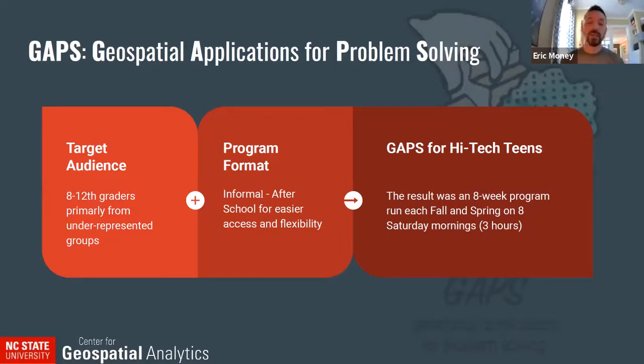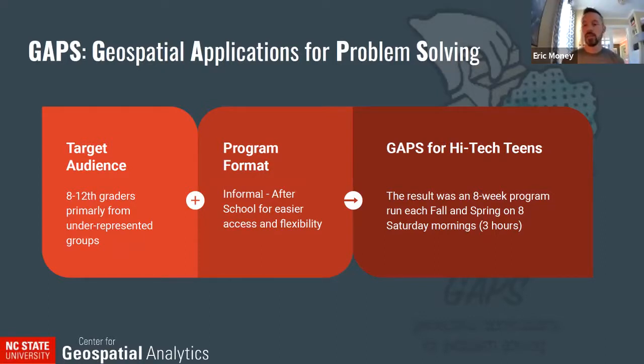And so ultimately, what we decided on was this program, we ultimately called it GAPS for High-Tech Teens, where GAPS stands for Geospatial Applications for Problem Solving. GAPS ended up being an 8-week program that would run each fall and spring. So during the normal academic semester for most schools, understanding that there are also year-round schools. It would run on 8 Saturday mornings, essentially sequential Saturday mornings, back to back.